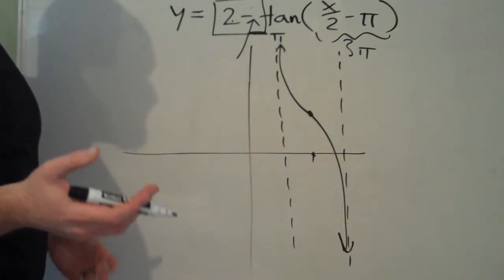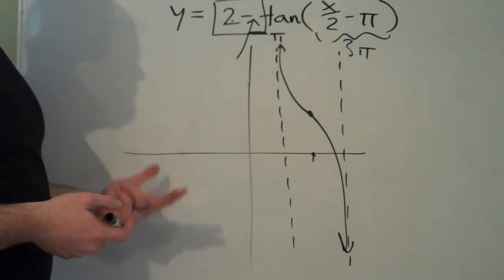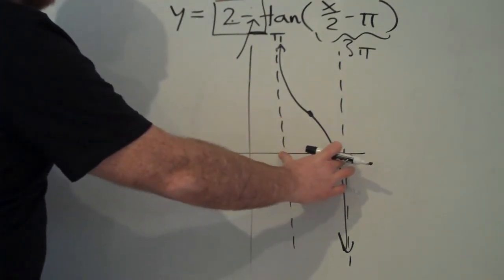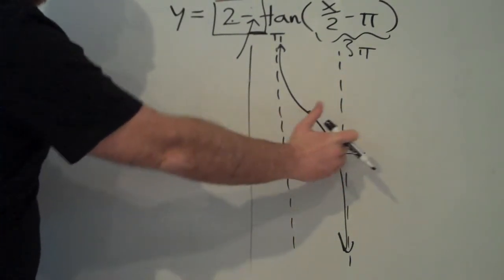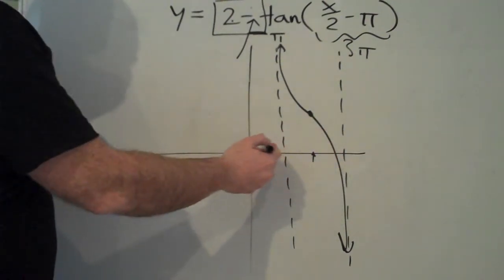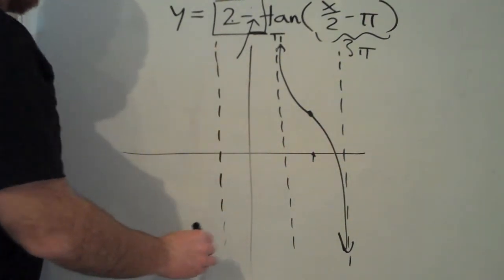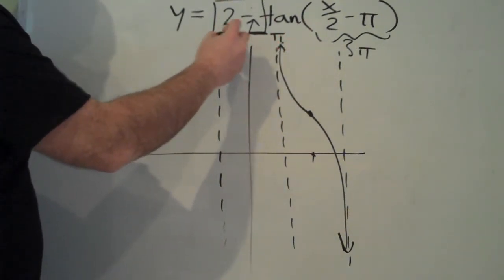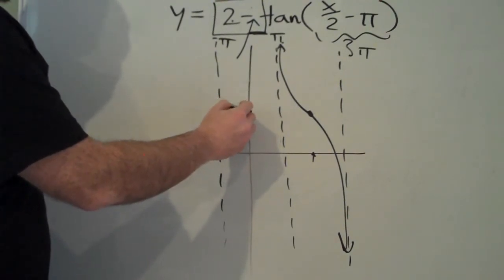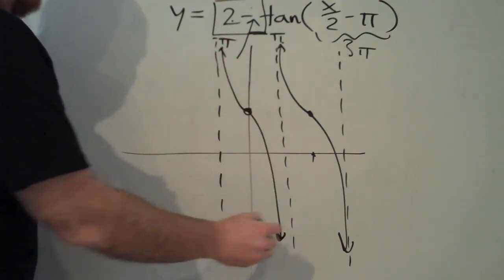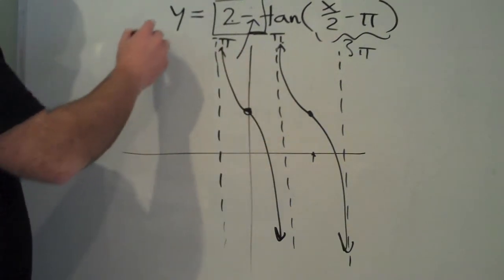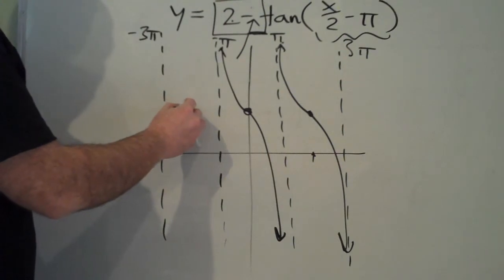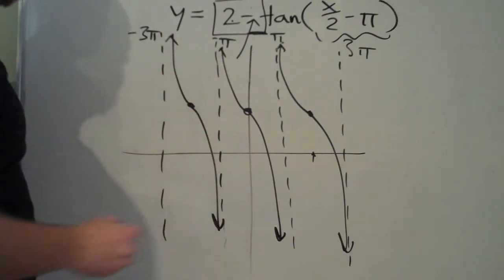And tangent is a periodic function, just like sine, just like cosine. So how do I replicate the rest of this? Well, what's the length of the period? Length of the period is 2 pi, from pi to 3 pi. So every 2 pi, I'm going to put another asymptote. So here's pi, move 2 pi units to the left. That's negative pi. I'm going to have another one of these tangent curves. Then move 2 pi units this way. This is negative 3 pi for that asymptote. Put another point. I've got another tangent curve.